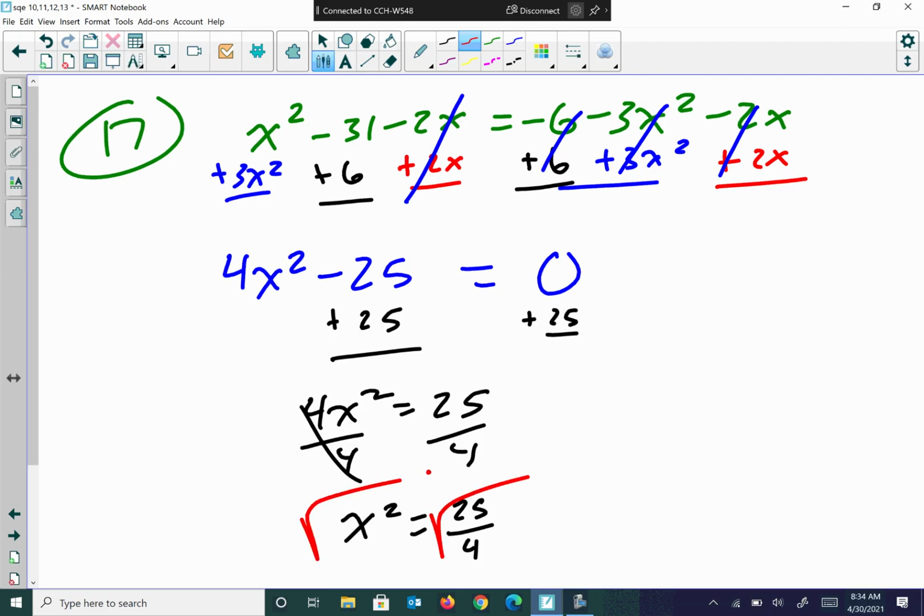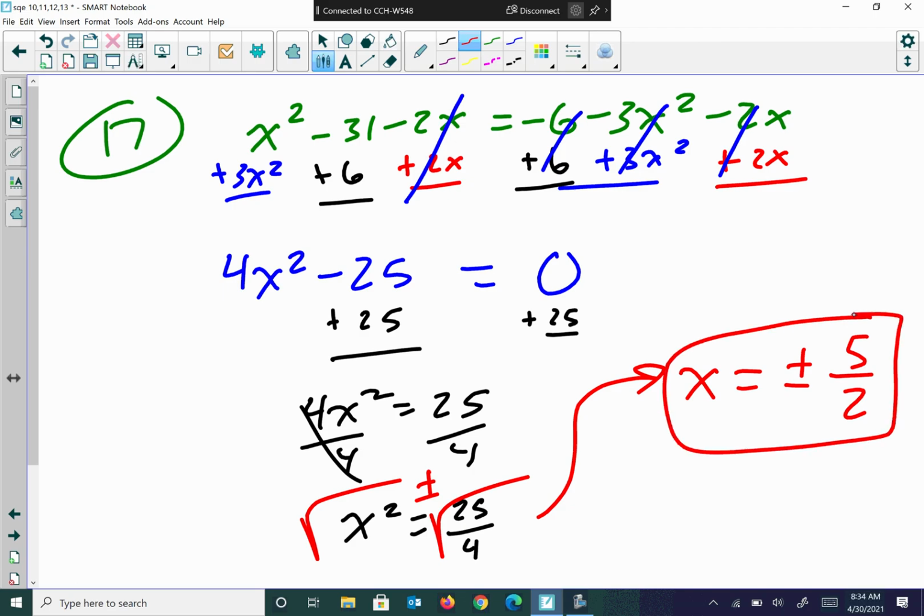Root. Don't forget the plus minus. So that's going to give me x equals plus or minus square root of 25, which is 5. Square root of 4 is 2. So there it is. Agree?